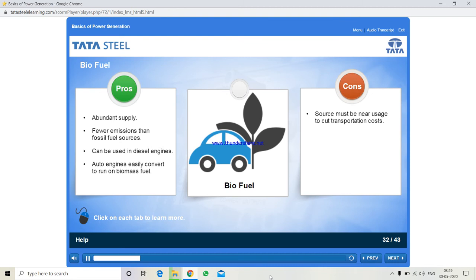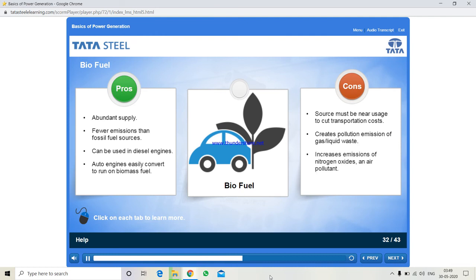Source must be near usage to cut transportation costs, creates pollution emission of gas or liquid waste, increases emissions of nitrogen oxides and air pollutant, uses some fossil fuels in conversion.